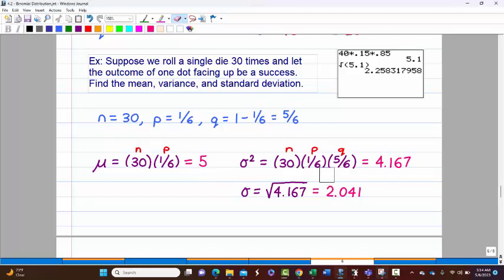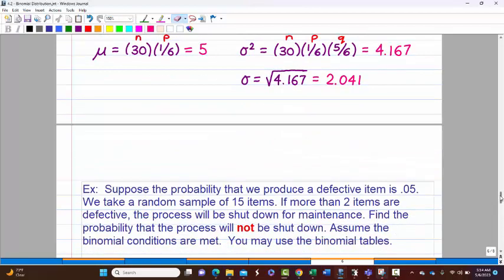So 30 times 1/6 times Q, which is 5/6, gives 4.167. Standard deviation would be the square root of that, which was 2.041.